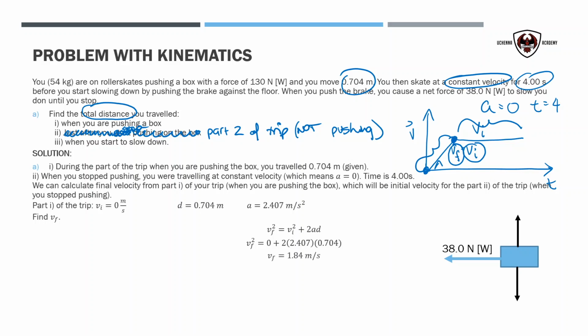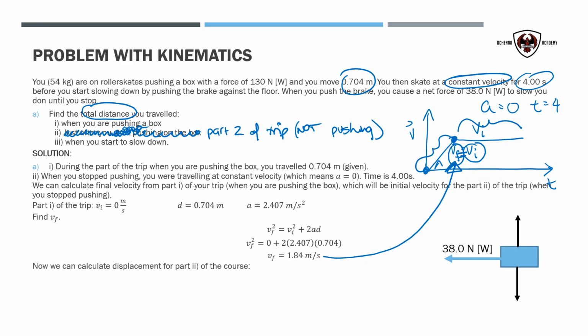We can figure out the velocity final, and that is the final velocity of the first part of the trip, right? So that's the final velocity of this first part of the trip, which happens to be equal to the initial velocity of the second part of the trip. So that's fantastic. Now I got that.